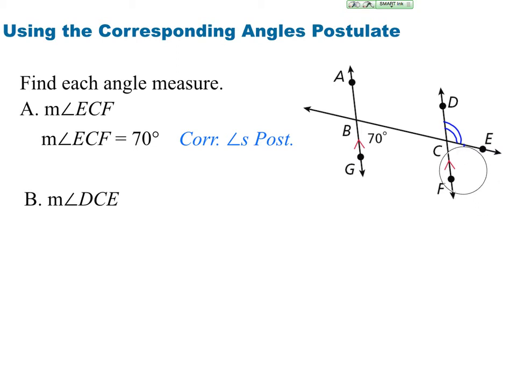Now, if I only looked at the one we were given and the one I'm looking for, notice they're not corresponding. They're not alternate interior or alternate exterior or same side interior. So we can't go directly from that 70 to that angle based on a theorem or postulate. Use the 70 that we just found. And how is the angle that we're looking for related to this 70?